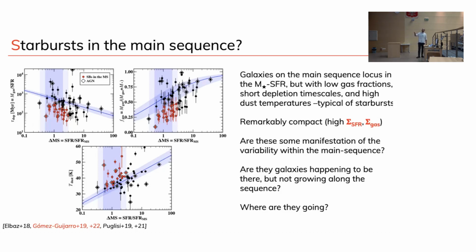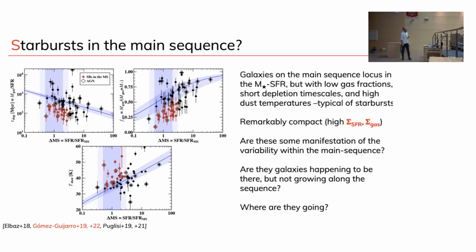But if you look at their properties in terms of gas, these things are systematically gas poor. So their gas fraction is something like 20-30%. Their depletion times are very short. Sorry, they're very short. The efficiency is very high. You can understand, right? For the same amount of gas, they're very, very star forming, so the ratio is going down. And they're actually pretty warm in terms of the dust.